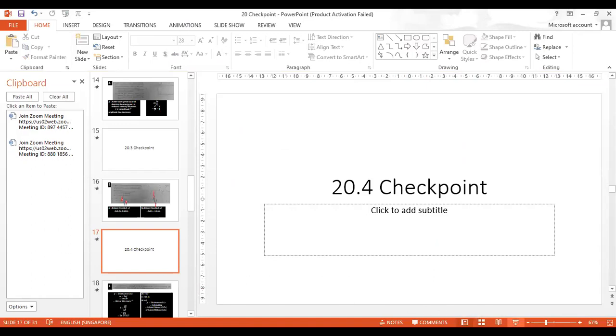Okay, let's go to 20.4. A standing wave has a wavelength of 0.4 meter, frequency 20 hertz, and amplitude at the antinode is 0.2. There is a node at x equals 0. Write the expression for the standing wave.